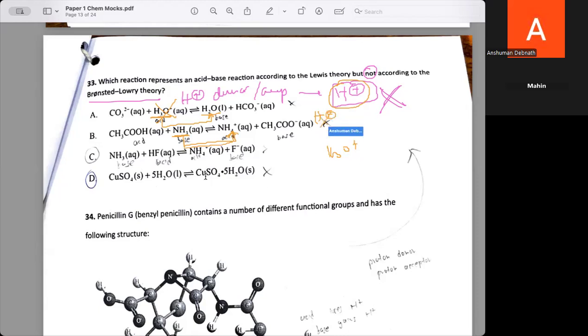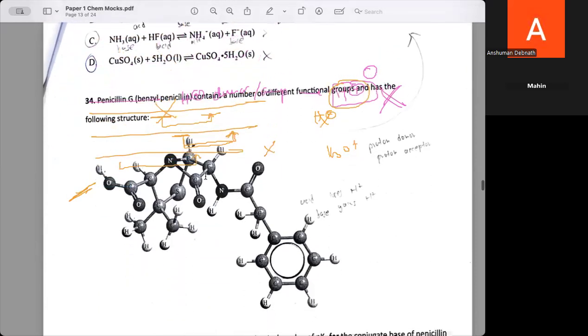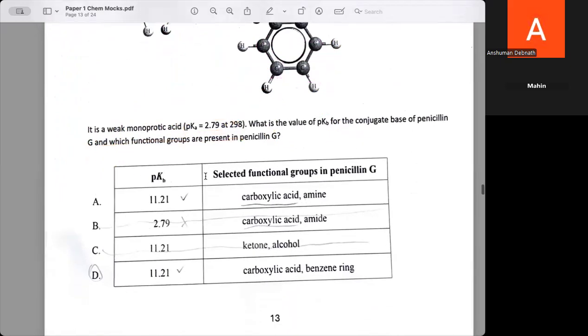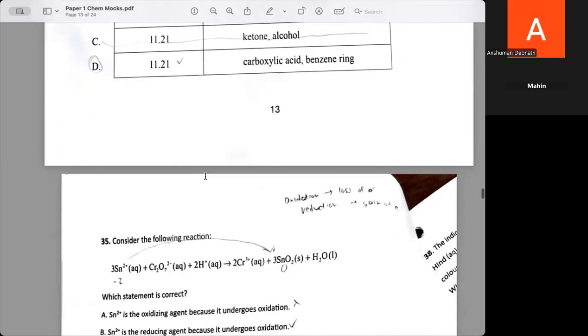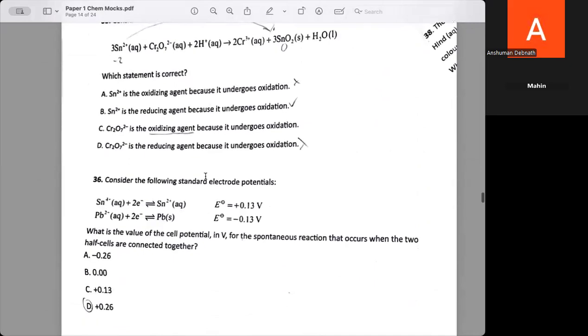Here, you compare this with this. H plus is getting added. So this is also no. So in the elimination round, we don't have to think about this answer. We tick this answer, right? Fine. Clear. This was fine. Wow, you did the difficult part.